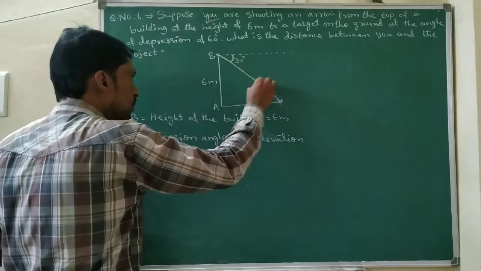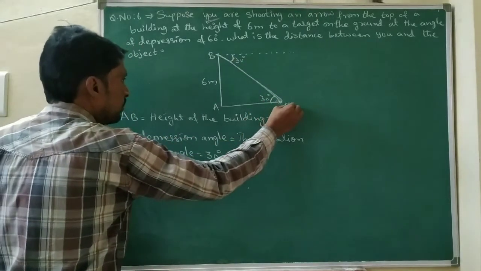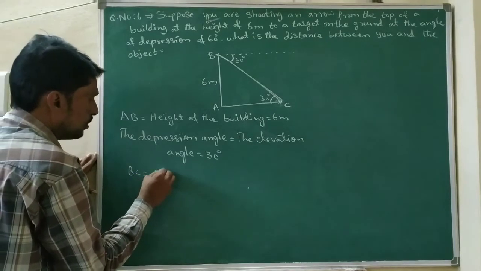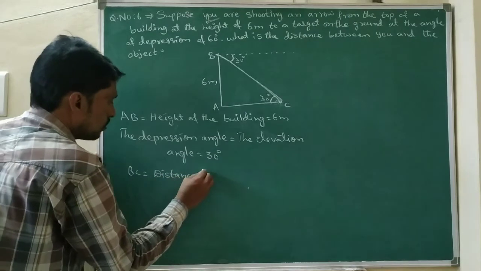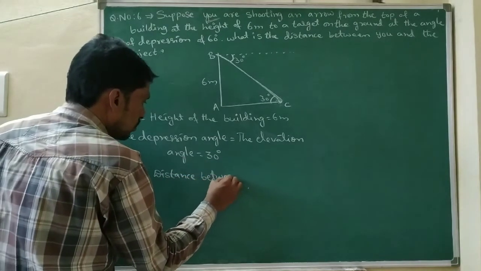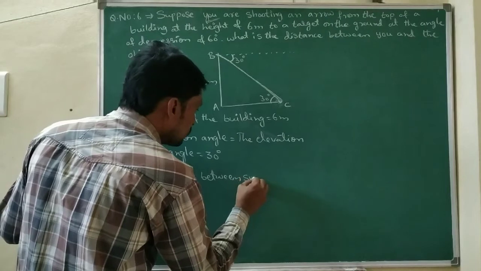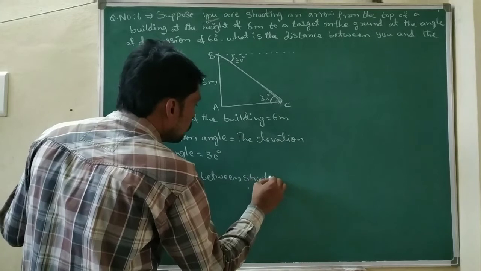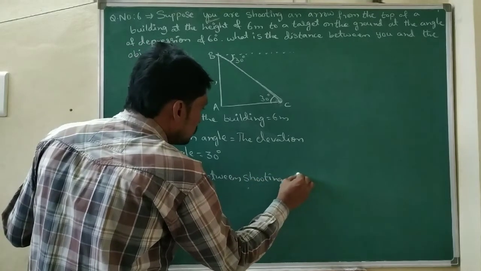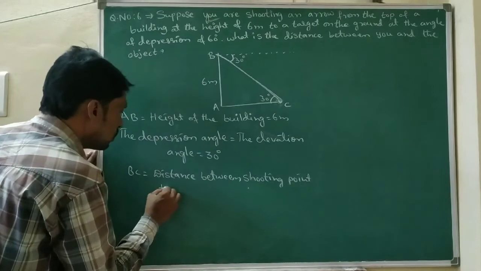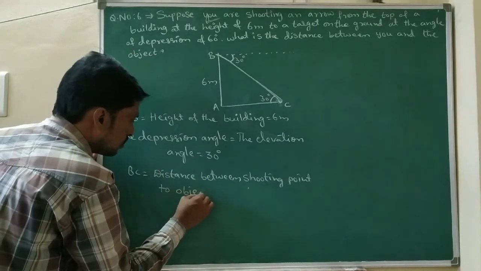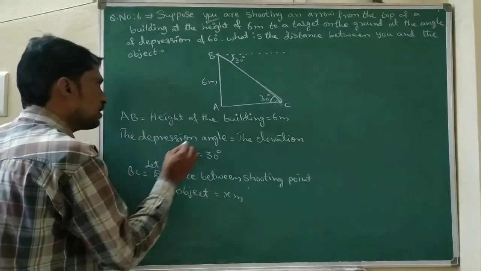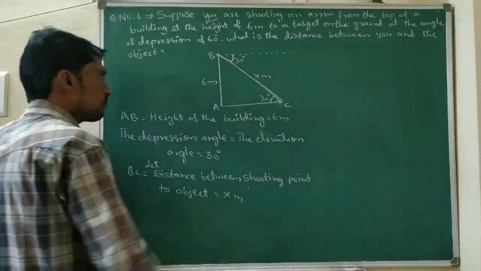Now BC, so here this point you can take C. So BC equals the distance between the shooting point to the object, that is, we don't know, so we are taking x meters. So this is x meters.